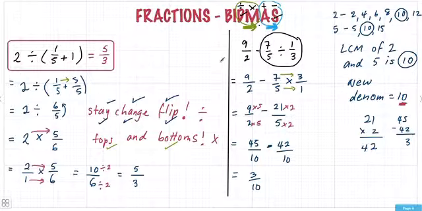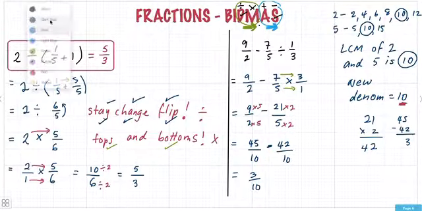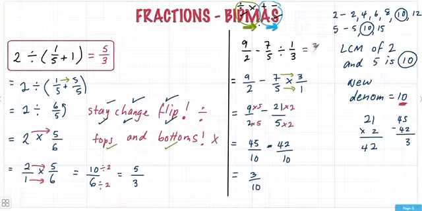So our answer here for this question, it actually looks like a really simple question, but there's a couple of things that have to happen, is 3 tenths. And the way we got there was, first of all, by doing our division first because of BIDMAS. We did stay, change, flip. And then we did our subtraction, but we had to make sure that we had a common denominator, because if you don't have a common denominator, you can't add and subtract fractions. So we made sure we had a common denominator, and then we were able to find our answer.